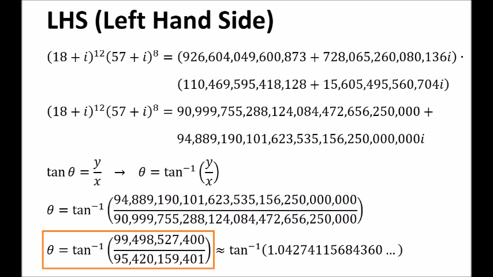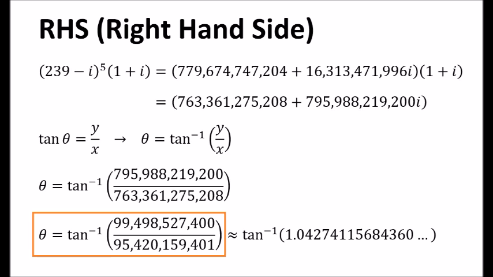First, the left-hand side. I have omitted the details, but you can verify these numbers for yourself if you so desire. 18 plus i to the 12th power is quite large. So is 57 plus i to the 8th power. Their product is even larger. 29 digits for each component. Yikes! Next, we take the ratio of the imaginary part over the real part. Believe it or not, those numbers simplify as seen boxed in orange. The right-hand side isn't quite as bad, but it still gets cumbersome. 239 minus i to the 5th power. FOIL that with 1 plus i. Take the ratio of the imaginary part over the real part. Amazingly, that simplifies to the same ratio we just saw on the last page.